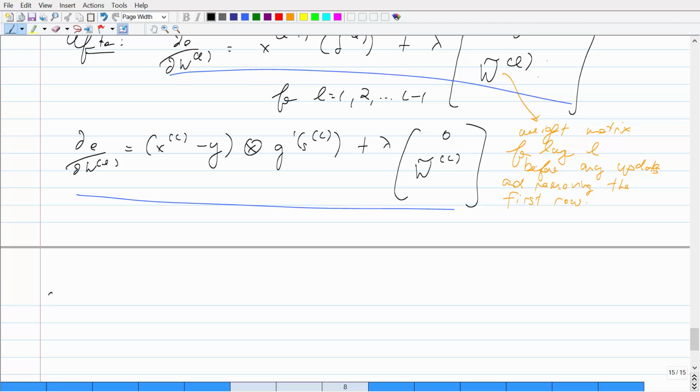Okay, so here's the question that we've been holding off until this point. Why do we randomly initialize the weights? Why don't we just set everything to 0? What's the point of randomly initializing weights?